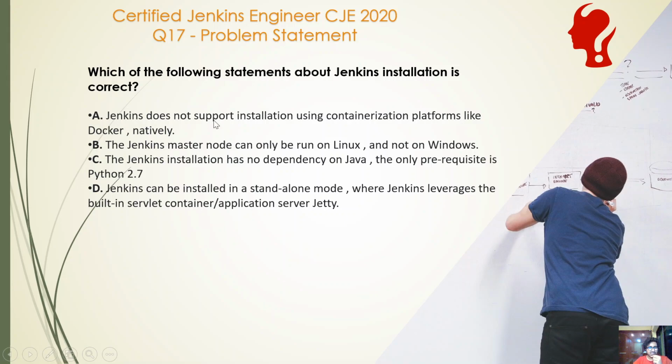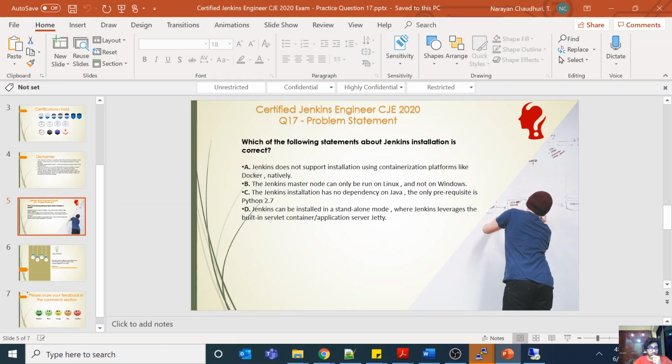Number 1, Jenkins does not support installation using containerization platforms like Docker natively. The Jenkins master node can only be run on Linux and not on Windows. The Jenkins installation has no dependency on Java. The only prerequisite is Python 2.7. And D, Jenkins can be installed in a standalone mode, but Jenkins leverages the built-in servlet container or the application server Jetty. So this question is about a very important part of the exam, which is about installing Jenkins.